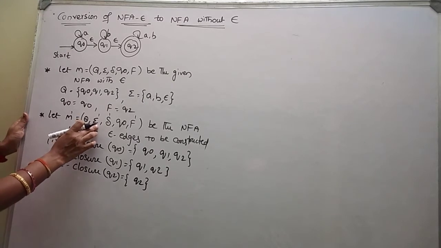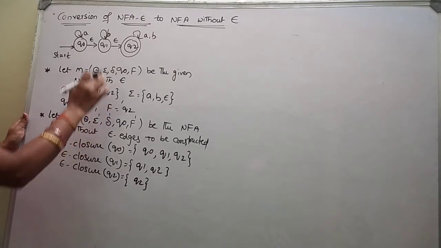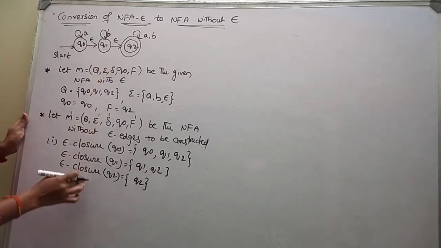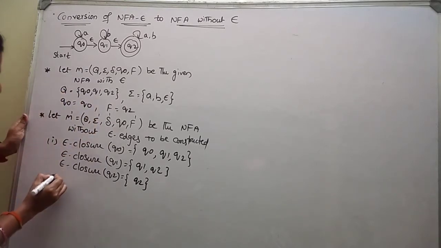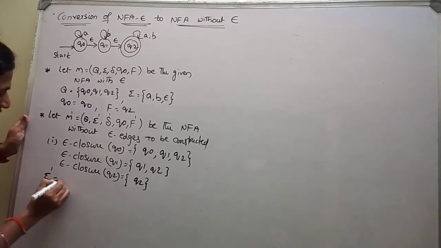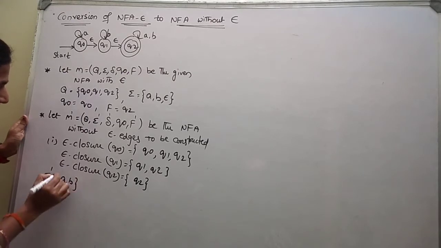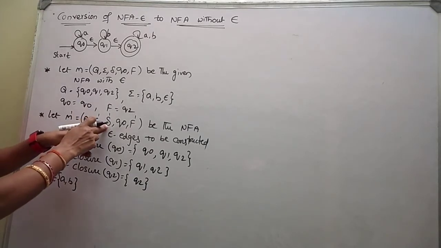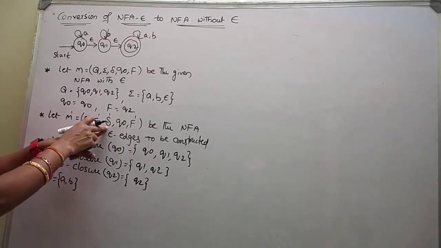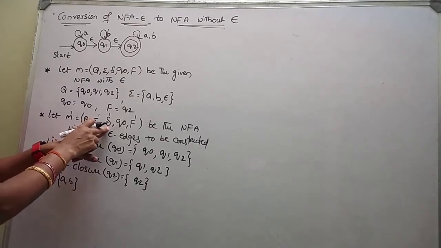So what about sigma dash here? This is a finite set of input symbols, right? In the given NFA, we have epsilon edges. In the resultant NFA, we are not including epsilons at all. That means sigma dash is a comma b. Now, how to compute delta dash here? Delta dash is the new transition function for the NFA without epsilon edges.